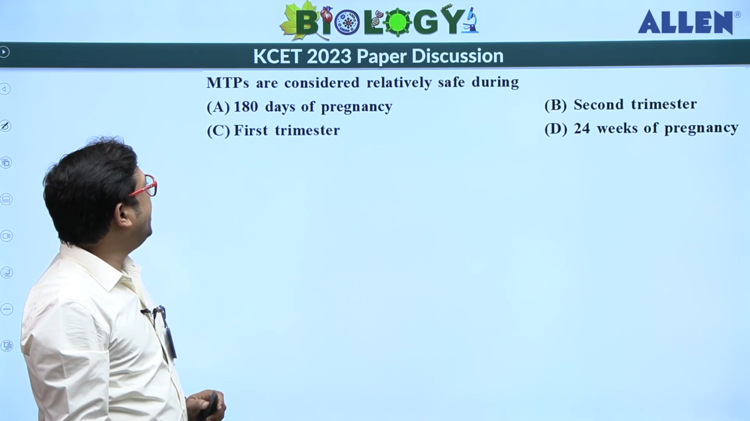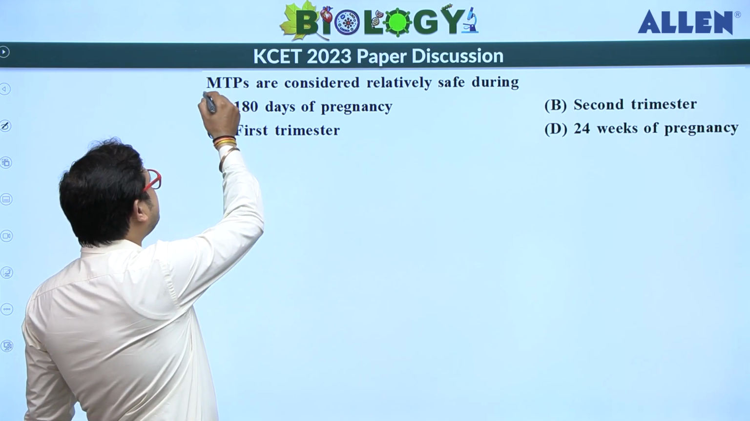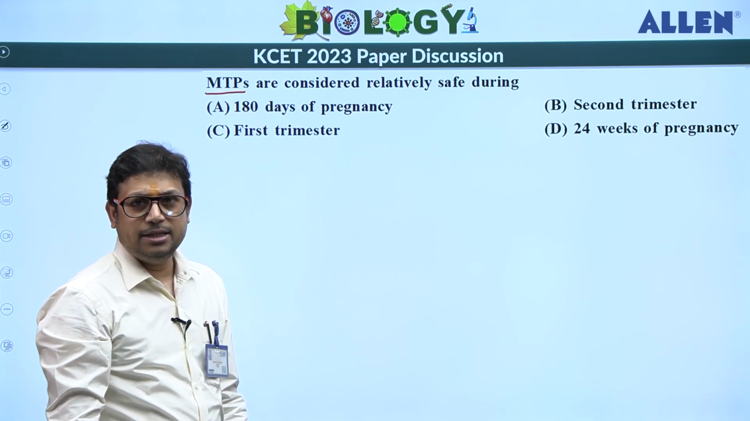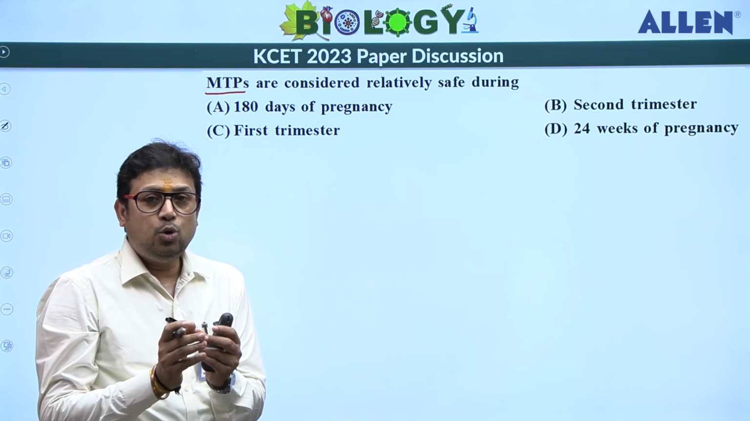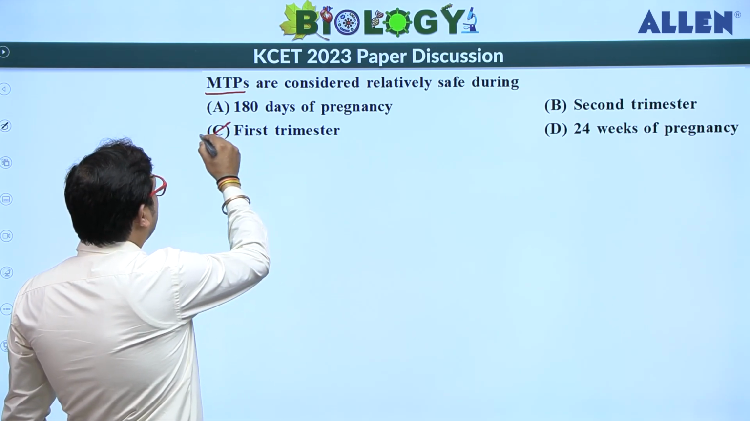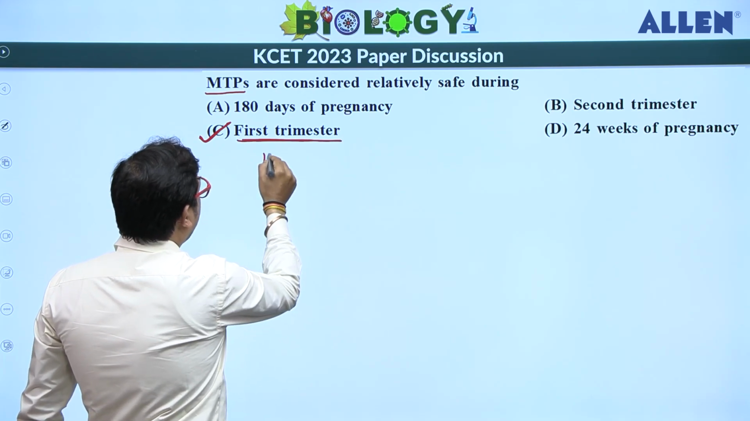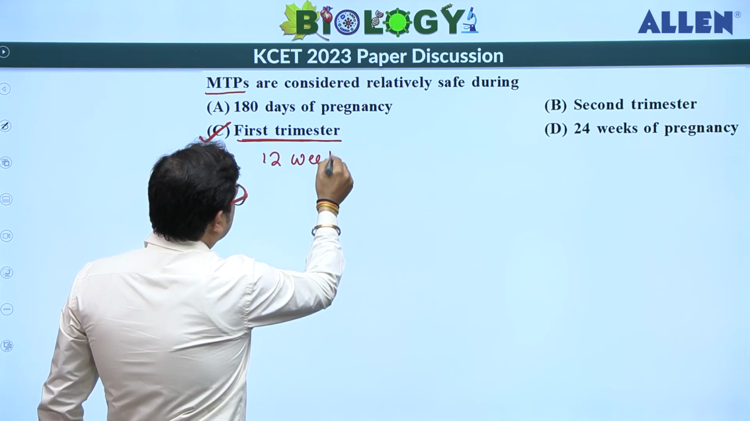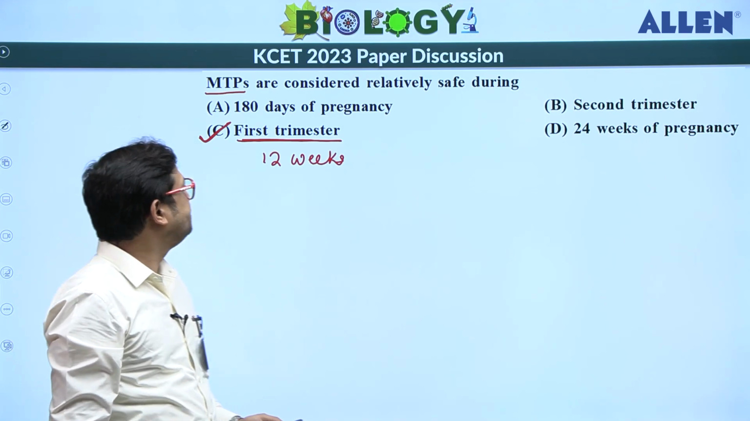Next, MTP are considered relatively safe during. MTP means medical termination of pregnancy, which is considered generally safe in the first trimester within 12 weeks. Okay. So answer is the third one. It is a direct question. First trimester, within 12 weeks.